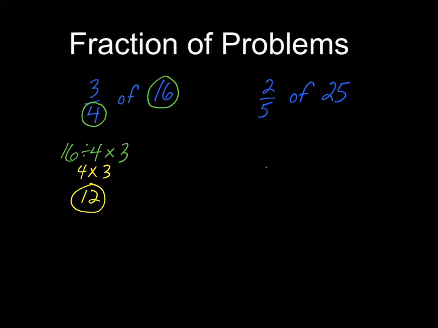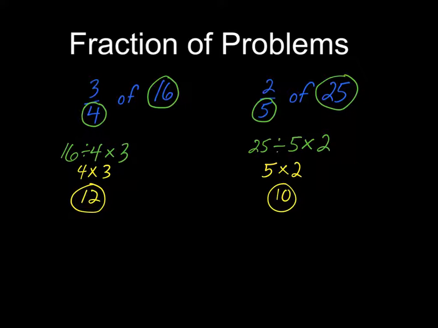Now we have 2/5 of 25. Again, the first thing I want you to do is look to see how this denominator and the whole number relate. If it's part of the fact family, or 25 can be divided by 5 equally to get a whole number, then let's follow the same steps: we take our whole number, 25, and divide it by our denominator, which is 5. Then we multiply it by our numerator. 25 divided by 5 gives me 5 times 2, which gives me 10.